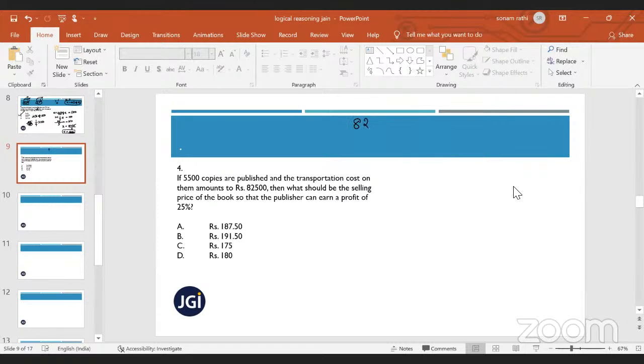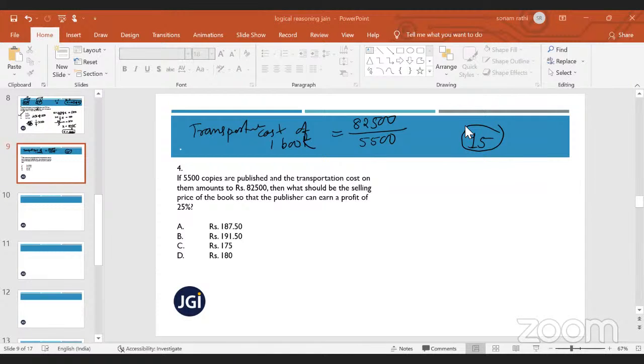So 82,500 divided by 5,500 will give me the transportation cost of one book. Calculate it and tell me what the value will be. 15, right? So it means a person is spending 15 rupees for the transportation. Perfect. Now let's read the question.